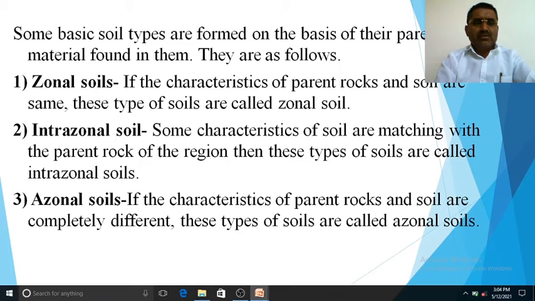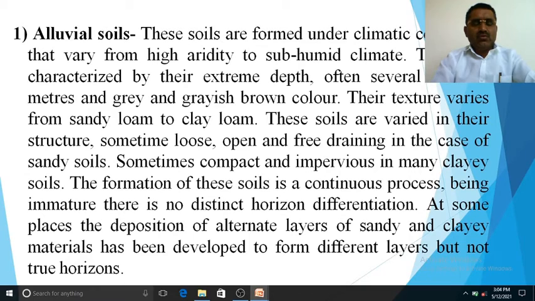Azonal soil. The next type is azonal soil. If the characteristics of parent rock and soil are completely different, these types of soils are called azonal soils. Means, suppose in a particular area there is a basalt type of rock, but no characteristics of basalt rock are found in the soil, then that type of soil is called azonal soil. So worldwide there are three major types of soils found, and let us see which main types of soils are found in India.